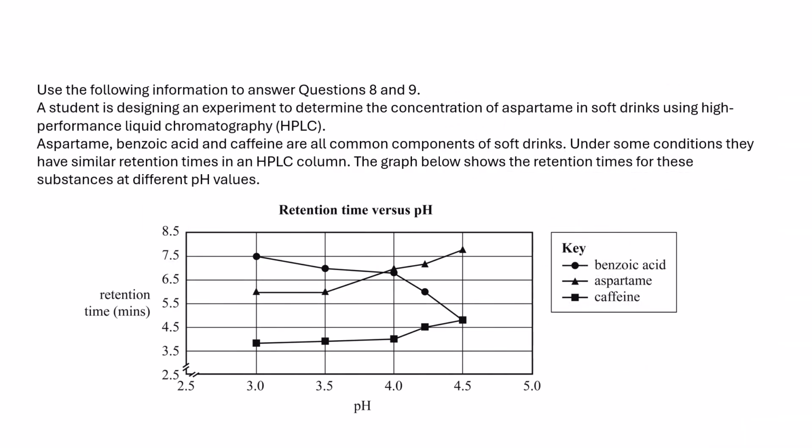A student is designing an experiment to determine the concentration of aspartame in soft drinks using HPLC. Aspartame, benzoic acid, and caffeine are all common components of soft drinks. Under some conditions, they have similar retention times in an HPLC column. The graph below shows the retention times for these substances at different pH values.